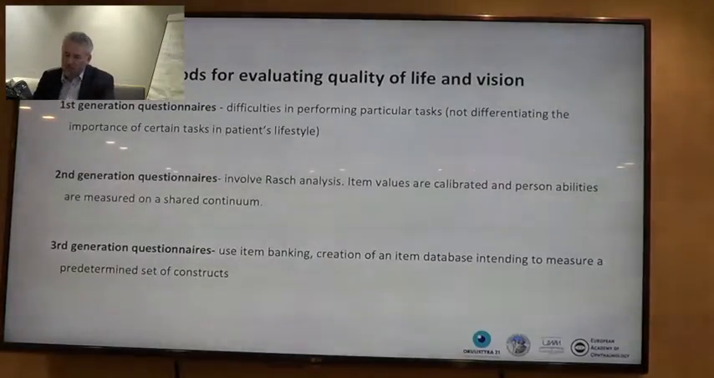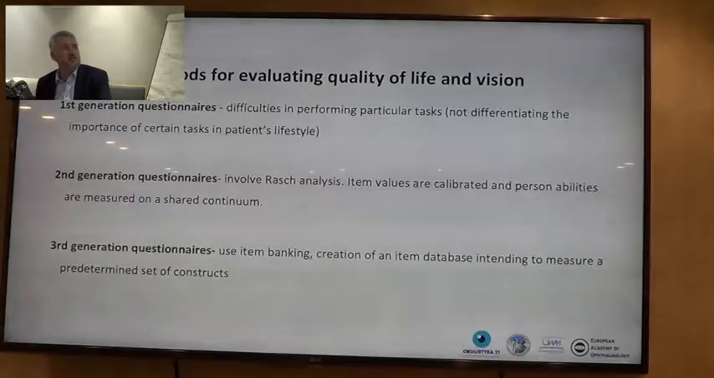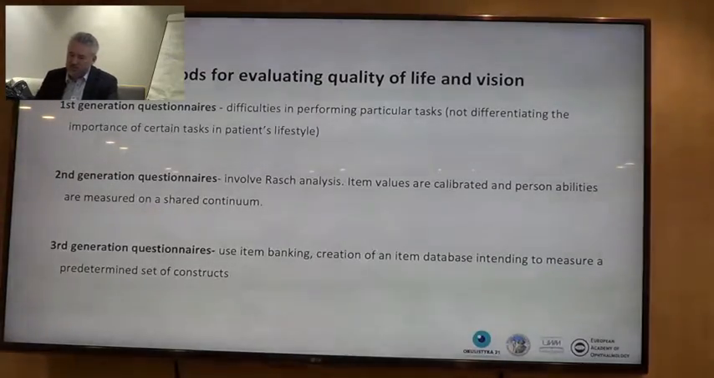So, what are the methods of evaluating quality of life and vision? We have three generations of different questionnaires. The first generation tries to evaluate difficulties in performing particular tasks, not differentiating the importance of certain tasks in the patient's lifestyle. Then the second generation questionnaires involved Rasch analysis, item values, and these questionnaires are calibrated and person abilities are measured on a shared continuum.